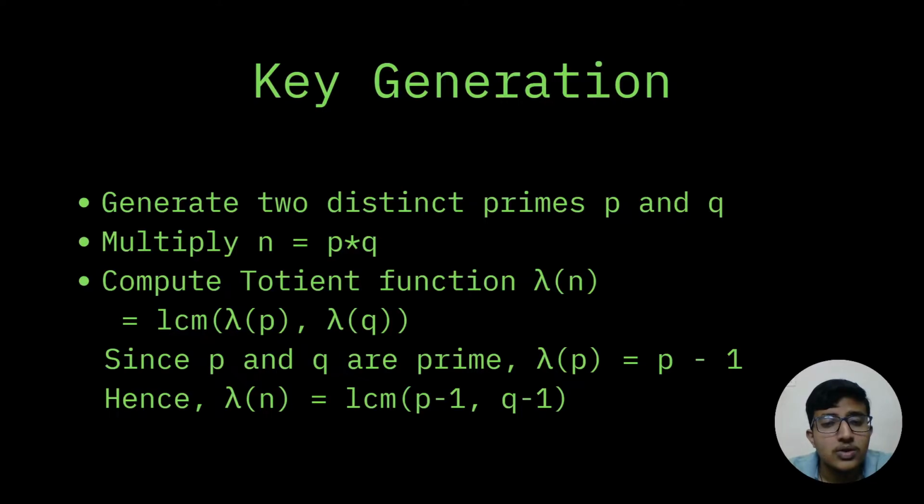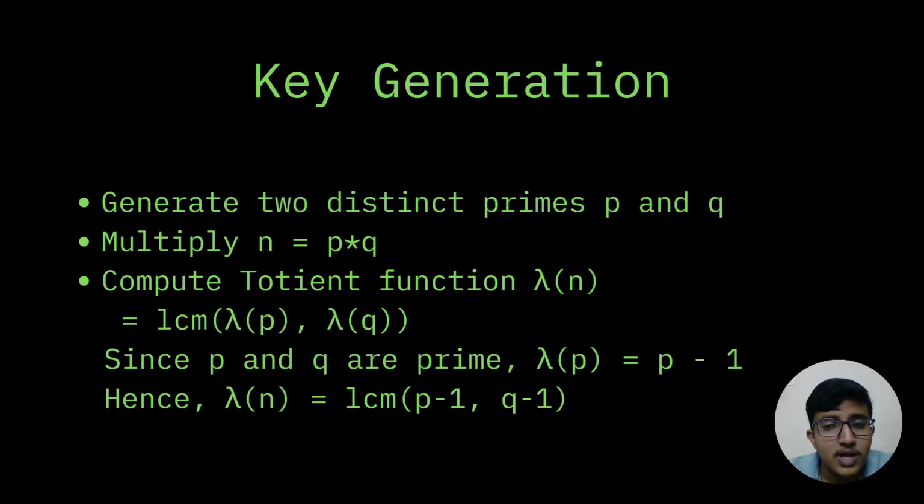So, moving on to the key generation part, we start by generating two primes p and q. Both the primes must be chosen randomly and must have the same bit length. There should be a significant difference between the primes, otherwise it will be vulnerable to attacks, specifically Fermat factorization.